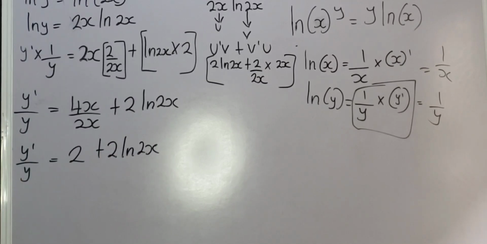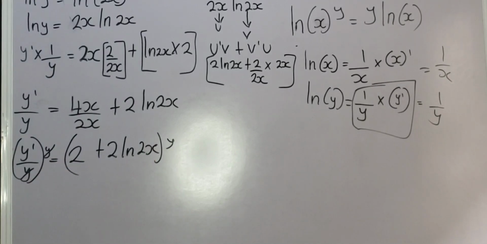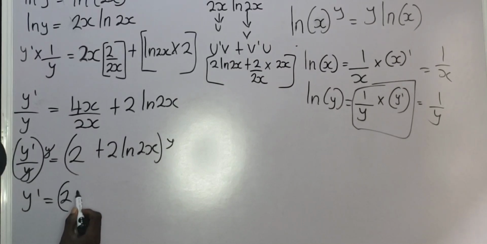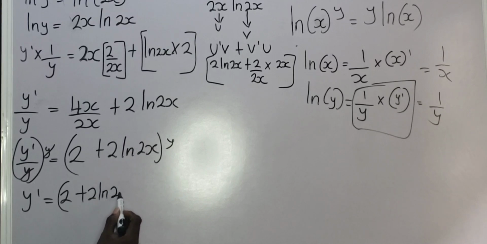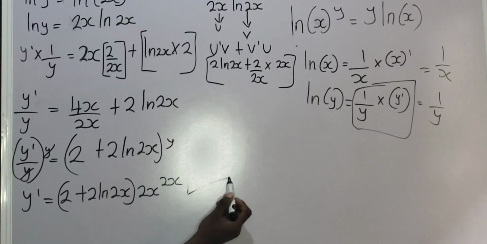Now, the next step is that we are going to multiply both sides by y, because I'm not looking for the derivative of y over y, I'm only looking for the derivative of y. So in order to eliminate this y in the denominator, I have to multiply both sides by y. So this y will cancel this y. I'm left with the derivative of y at the left hand side of the equation. So I'm going to have the derivative of y is equal to, let me put it in brackets, 2 plus 2 ln 2x multiplied by 2x raised to the power of 2x. So this is the derivative of y.